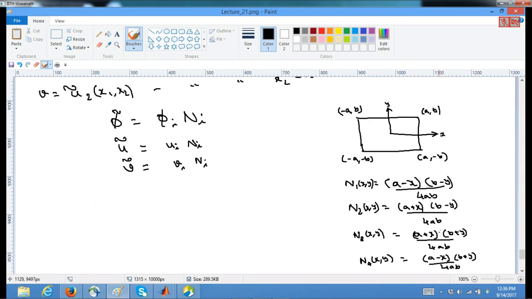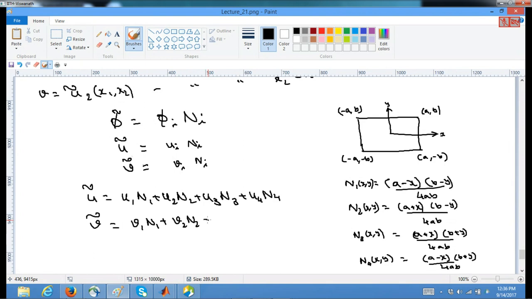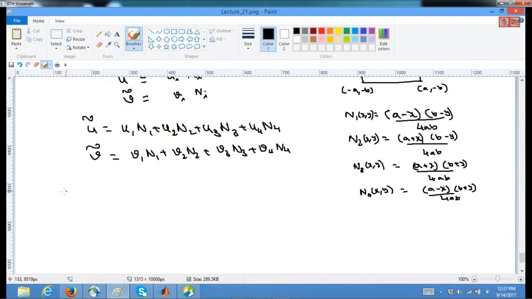...plus y by 4ab. So if I take this as an example, my u tilde is nothing but u1 n1 plus u2 n2 plus u3 n3 plus u4 n4. Similarly, my v tilde can be written as v1 n1 plus v2 n2 plus v3 n3 plus v4 n4. Okay, now let us take the definition of the strain 1 1.